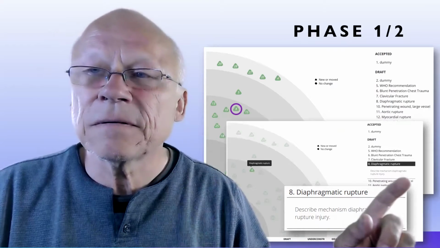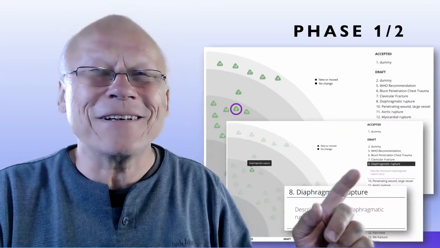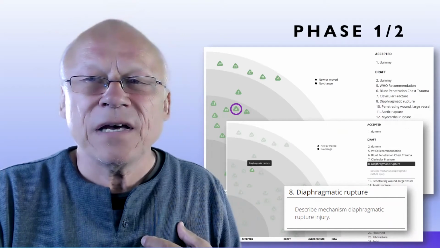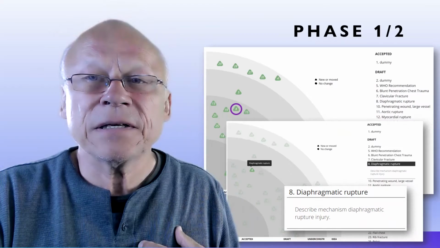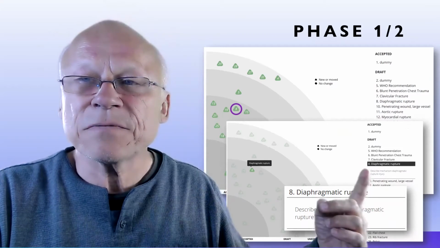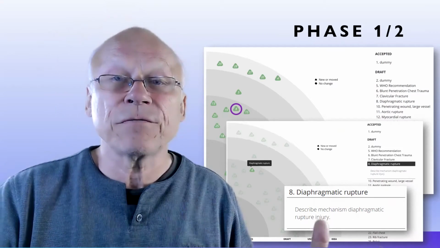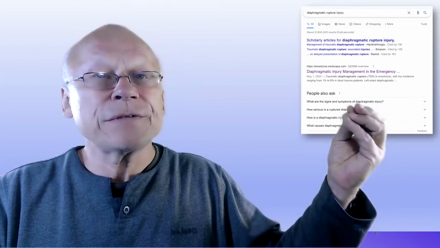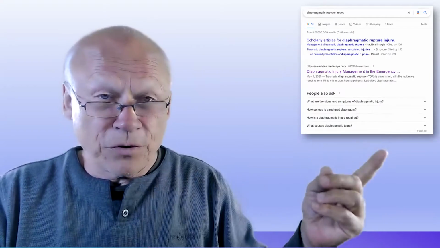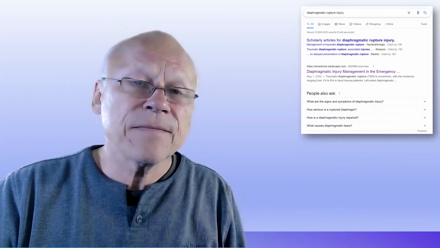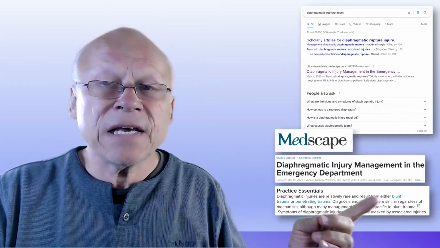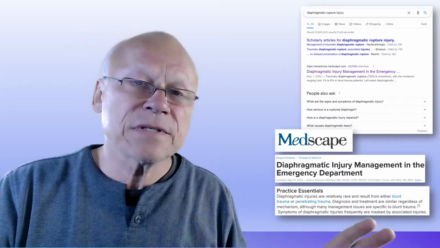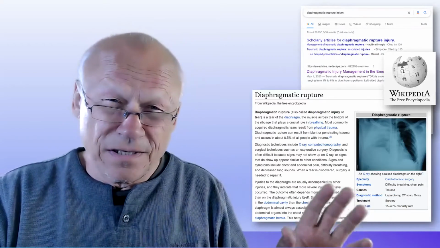The diaphragmatic rupture, I was supposed to say, diaphragmatic rupture in the lung. And we can use that description here, which in this case is very short, as a kind of search profile or some summary. And if we use Google and search for that, we get a number of hits. In this case from Medscape, which is a good description for emergency departments. And then Wikipedia, and there are several other resources.